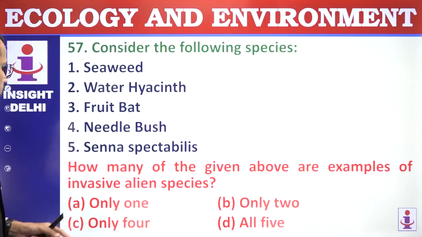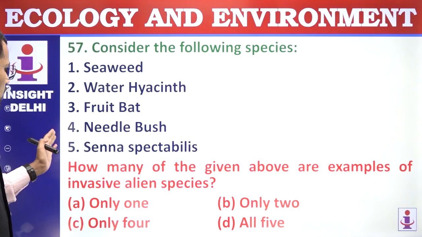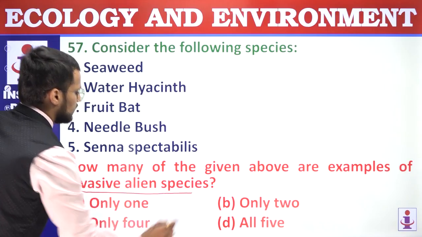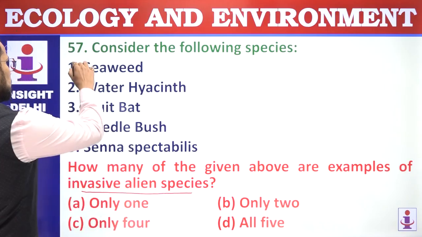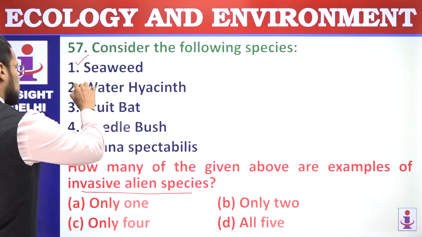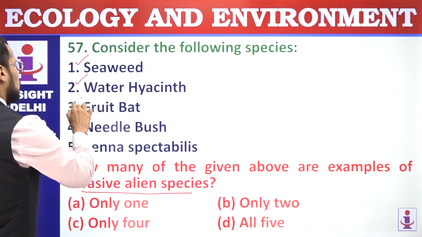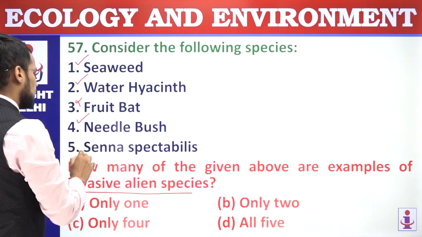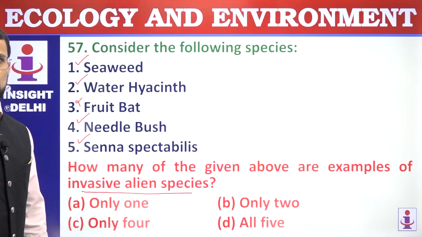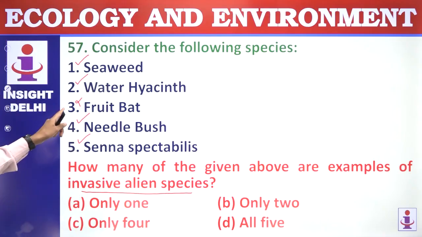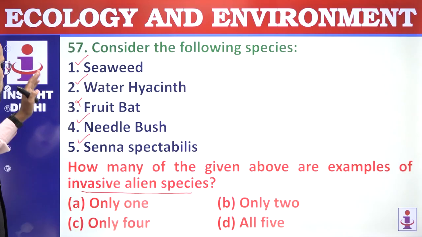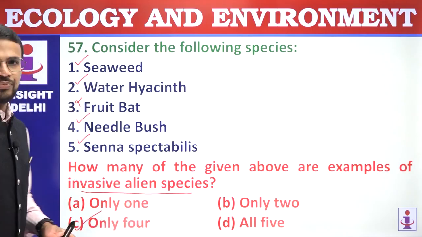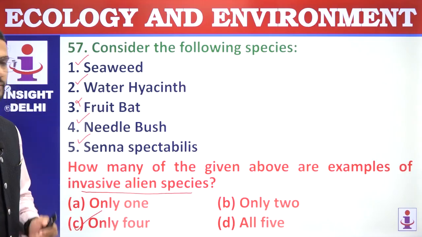57, consider the following species. What we are supposed to find out? How many of the given above are examples of invasive alien species? First, seaweeds, yes, they are invasive alien. Water hyacinth also. Fruit bats are not invasive alien species. Needle bush is an invasive alien species and Senna spectabilis is also an invasive alien species. So only fruit bats are not, and that's why the answer is 1, 2, 4, 5. That means 4 are the species. Answer is C. 57, answer is C.